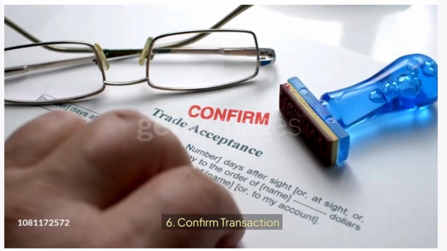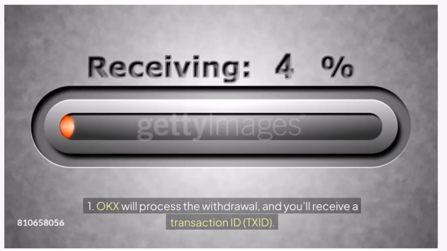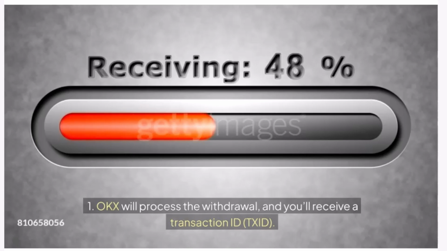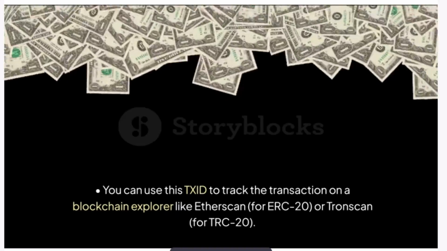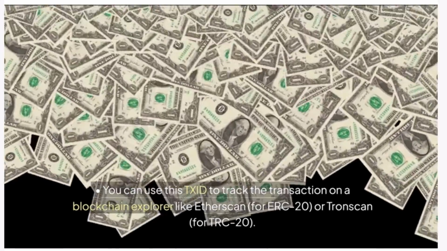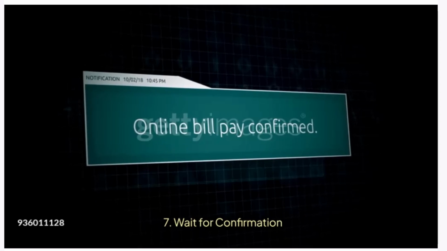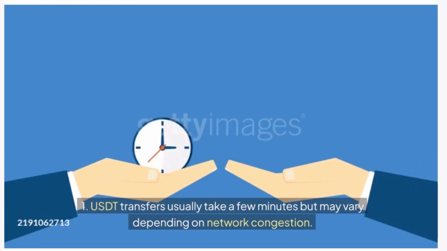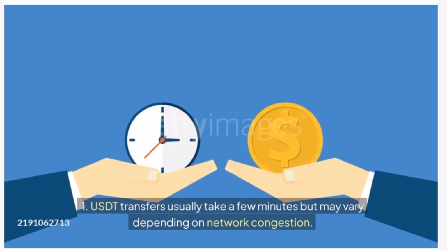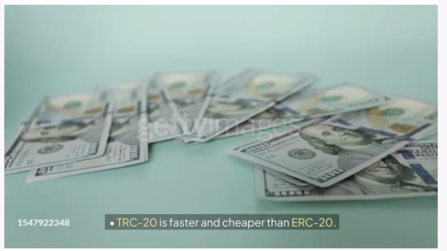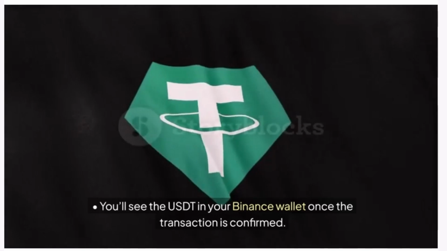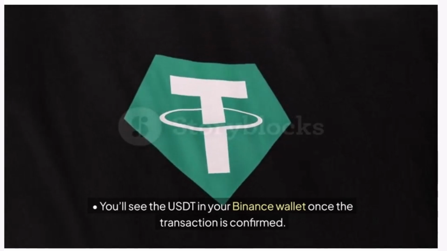6. Confirm transaction. OKX will process the withdrawal, and you'll receive a transaction ID, TXID. You can use this TXID to track the transaction on a blockchain explorer like Etherscan, for ERC20, or TronScan, for TRC20. 7. Wait for confirmation. USDT transfers usually take a few minutes but may vary depending on network congestion. TRC20 is faster and cheaper than ERC20. You'll see the USDT in your Binance wallet once the transaction is confirmed.